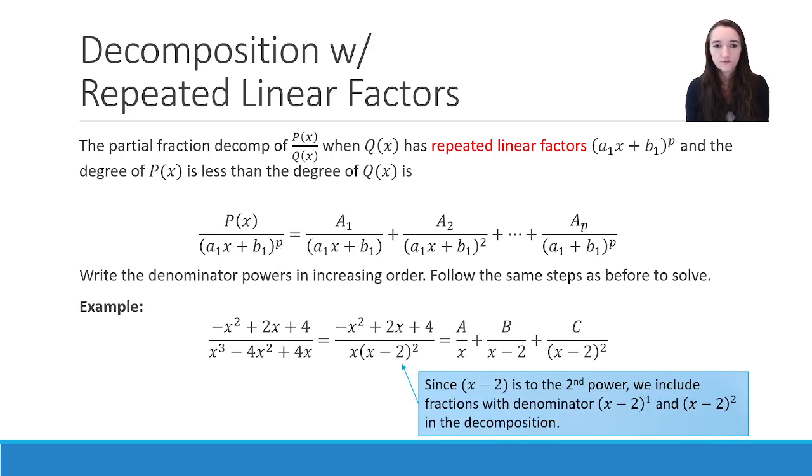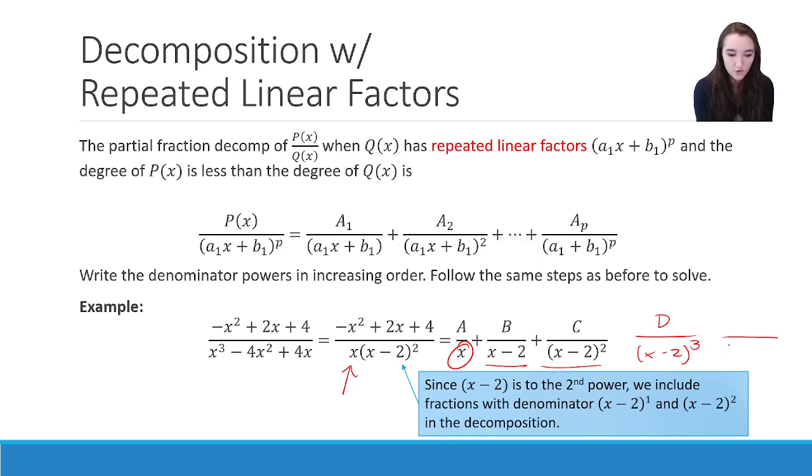exponent is. So for example, here I have negative x squared plus 2x plus 4 over x cubed minus 4x squared plus 4x. I factor the denominator, so in this case it's as if it wasn't given to you factored. I factor the denominator, it ends up being x times x minus 2 squared. Since x minus 2 is squared, is to the second power, we include fractions with denominator x minus 2 to the first and to the second. So we get a over x right here, but then b over x minus 2 and c over x minus 2 squared.